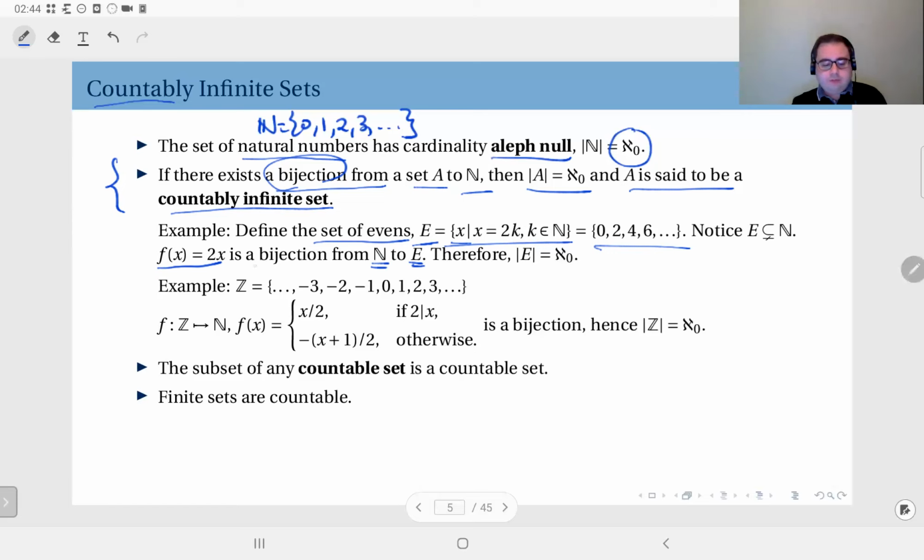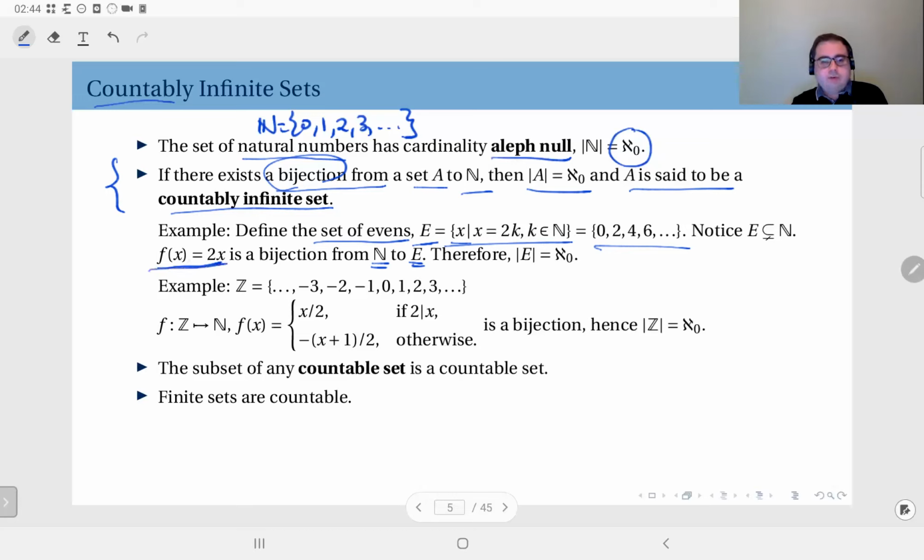For instance, you can define the function x over 2 from the set of evens to the set of natural numbers. Any bijection you can come up with, its inverse is already defined as a function. So that's not significant here. Whichever way is easier, you can prefer it.